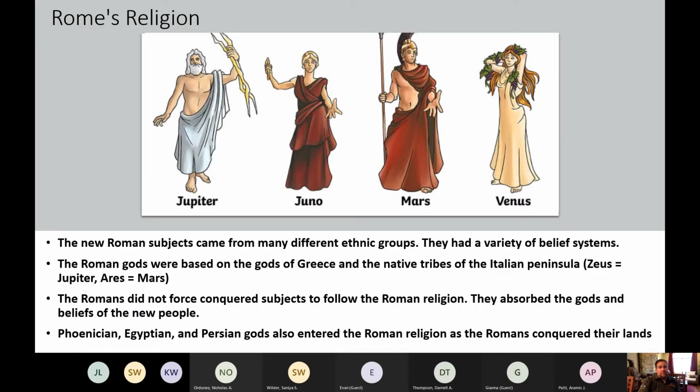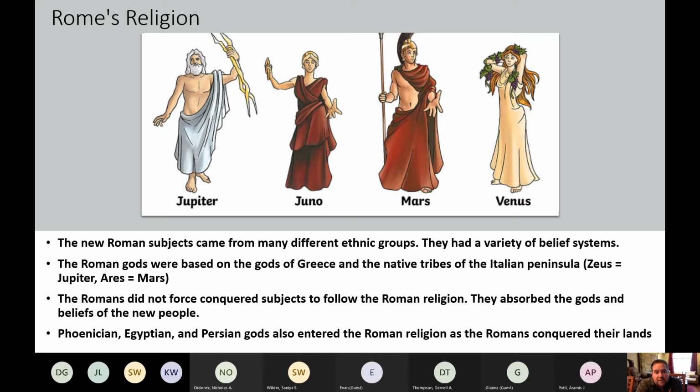So, Rome's religion. The new Roman subjects came from many different ethnic groups. As the territory of Rome expanded, they took on more people from different backgrounds and different regions. And those people had a variety of belief systems. So the Romans, their gods were initially based on the Greek gods. A lot of them are basically the exact same gods, but they changed their names, right? So Ares becomes Mars, Hera is Juno, Zeus is Jupiter, okay?